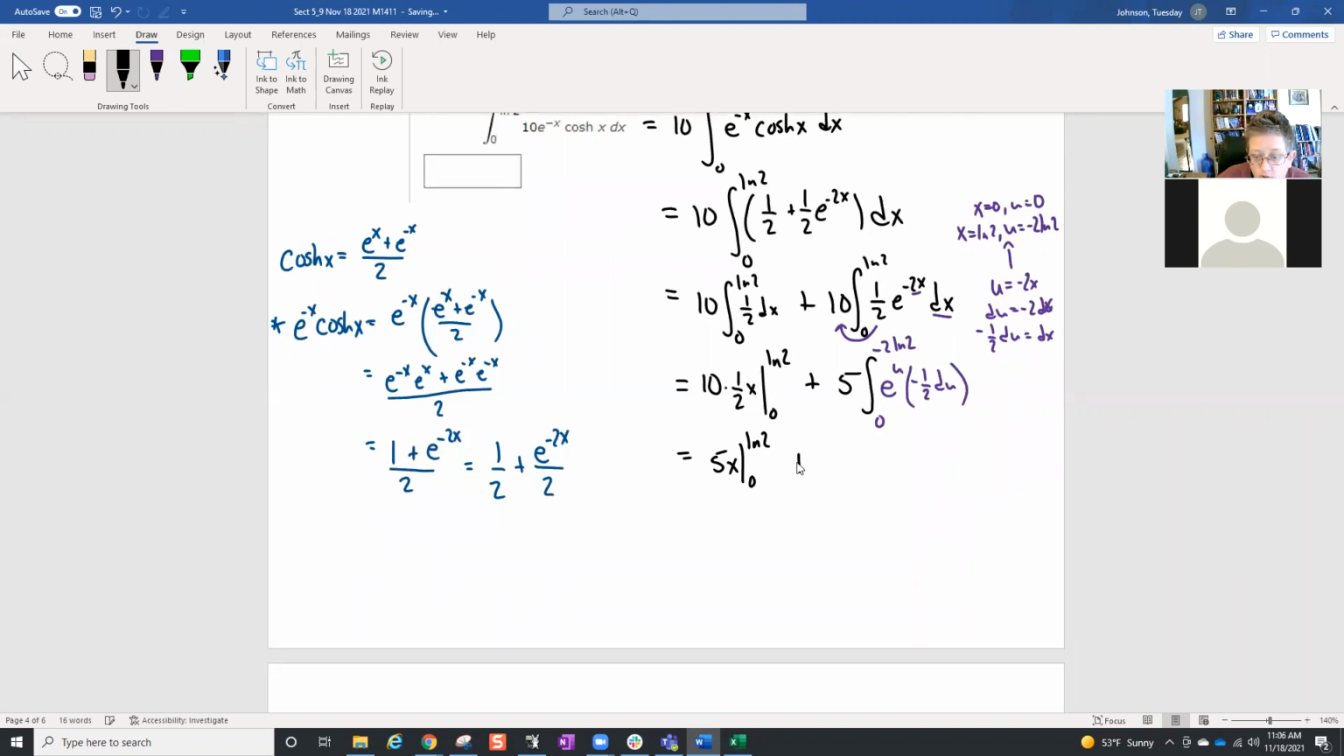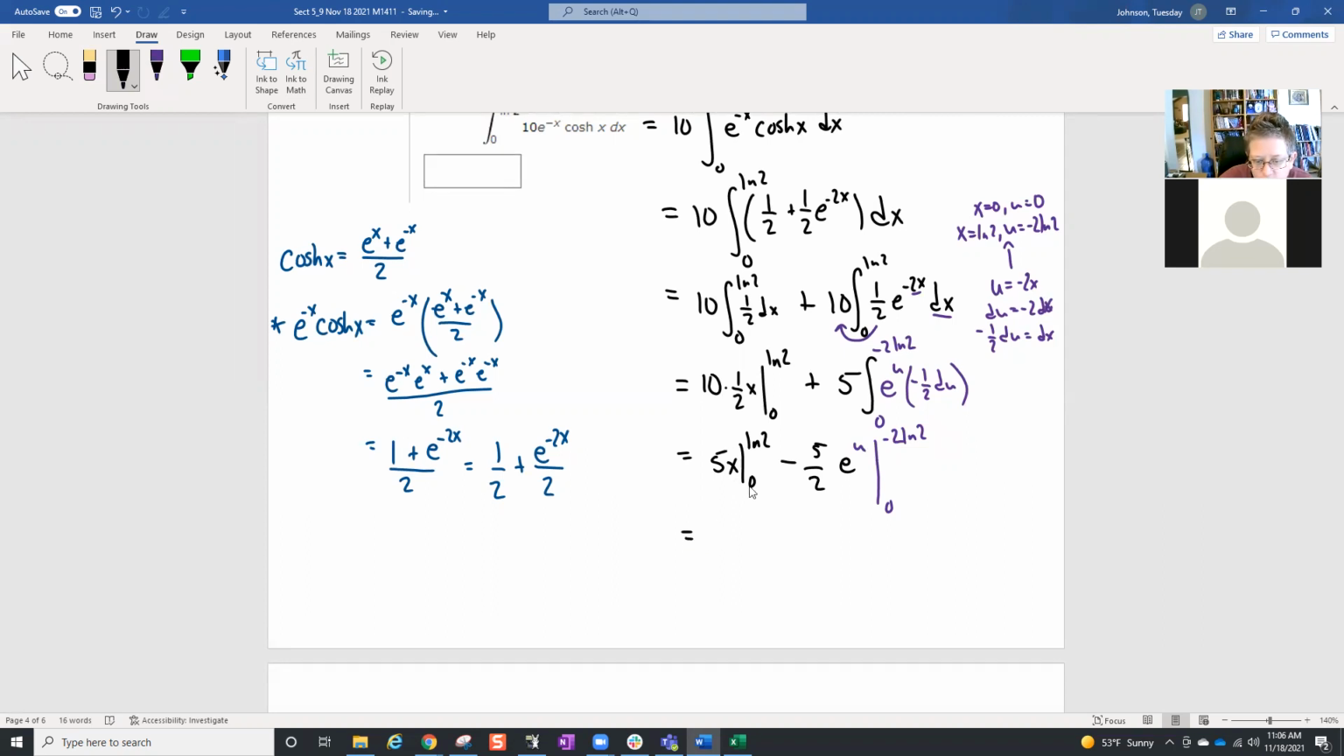To that, we're going to subtract. Why subtract? Because of that 1/2 and that 5. Subtract 5/2. The integral of e to the u is e to the u, and that is evaluated from 0 to -2 natural log of 2. It's all right. We only need one more line. We're almost there. 2 more lines.